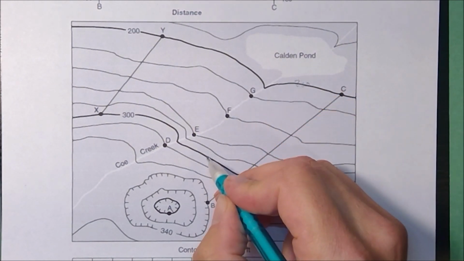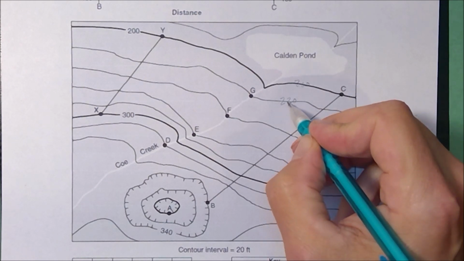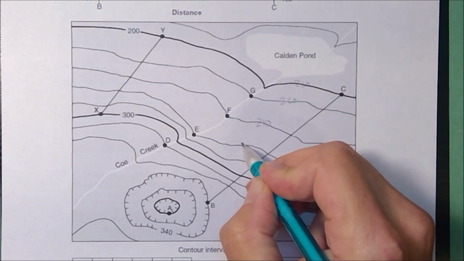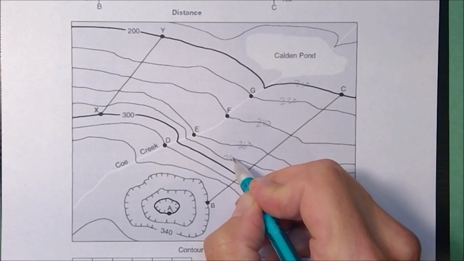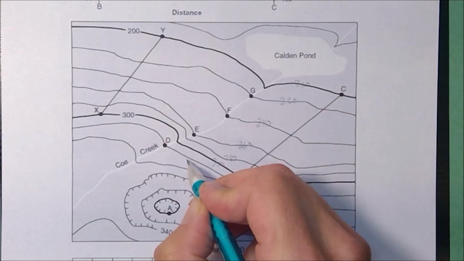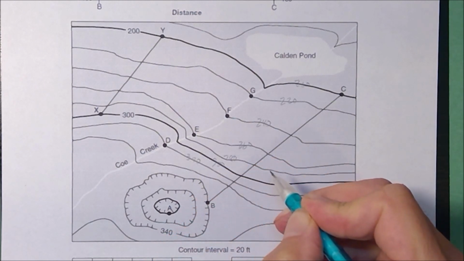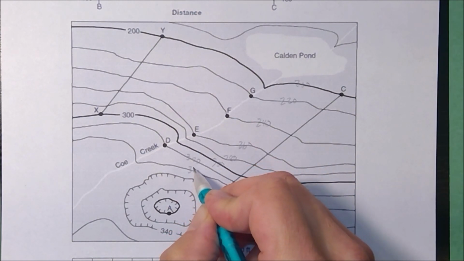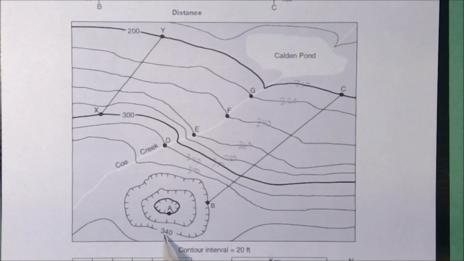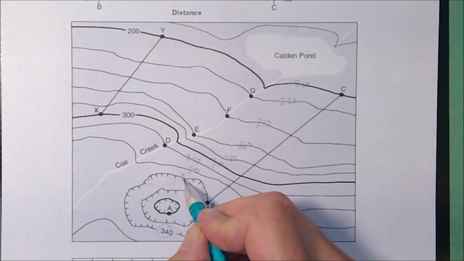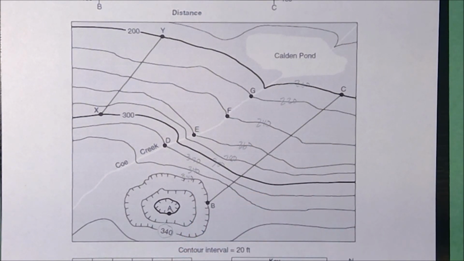We're going by 20s. This is 300. So this would be 220, 240, 260, 280, 300. This one's 320. This one is 340. Now you'll see we have a depression contour line here. That means the elevation is going down, but it has the same value as the normal contour line that it is next to. So this is 340, and that point is also going to be 340.